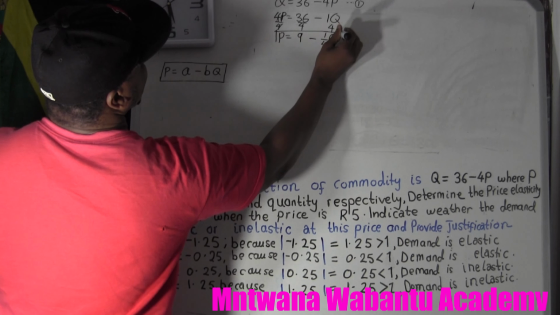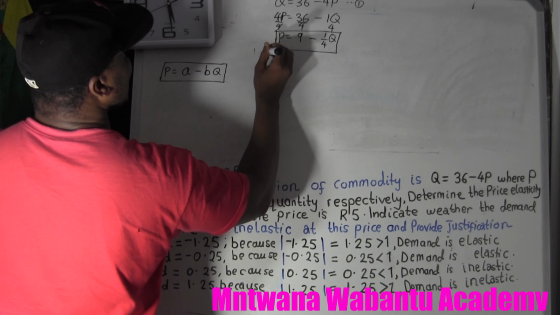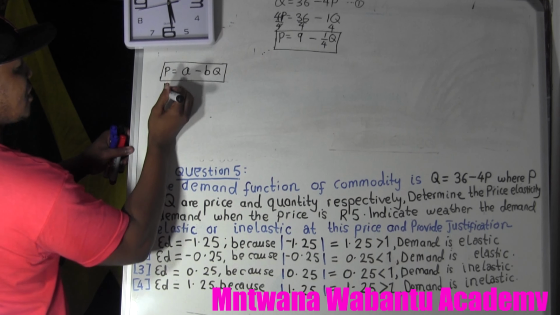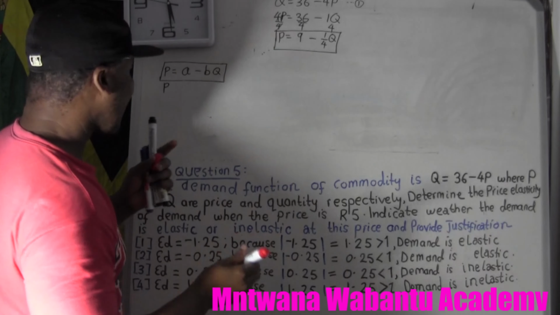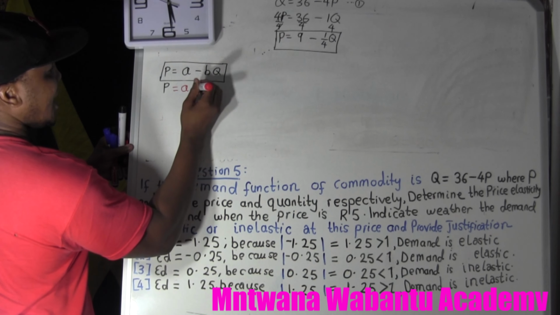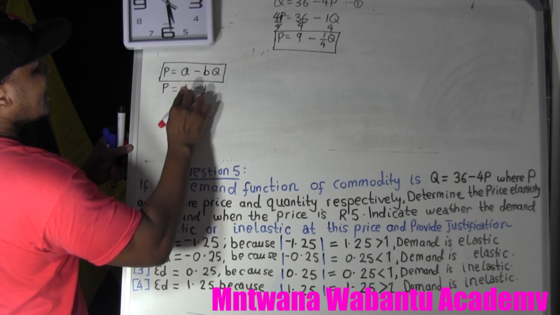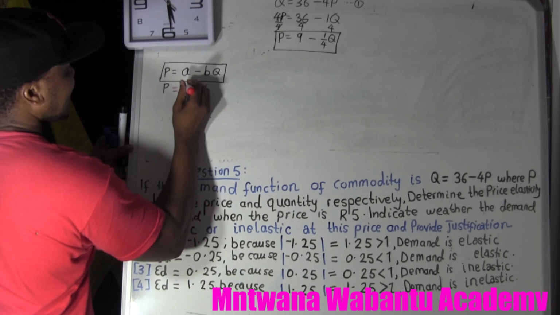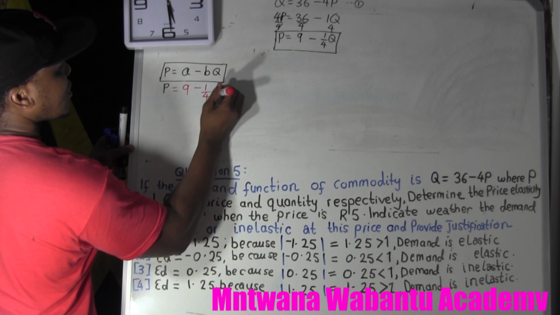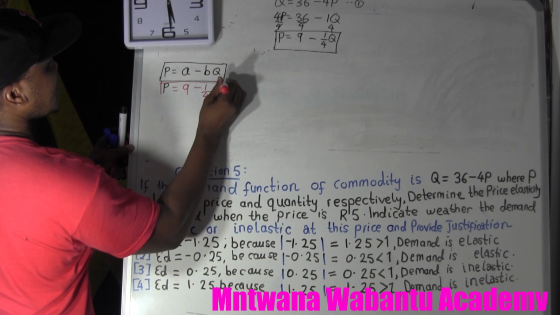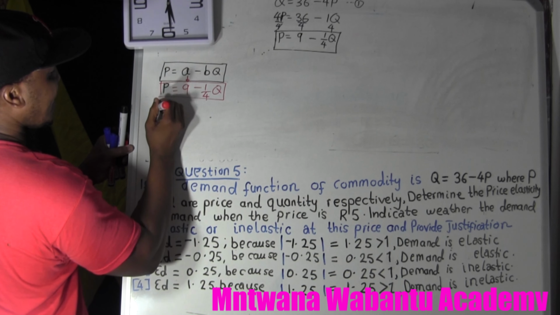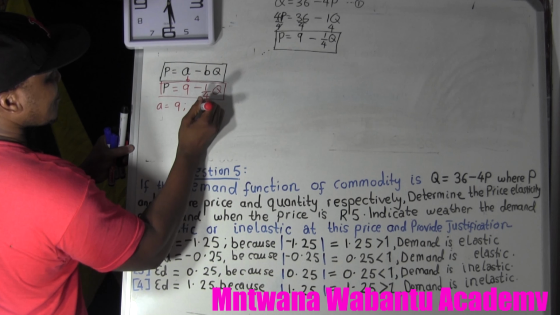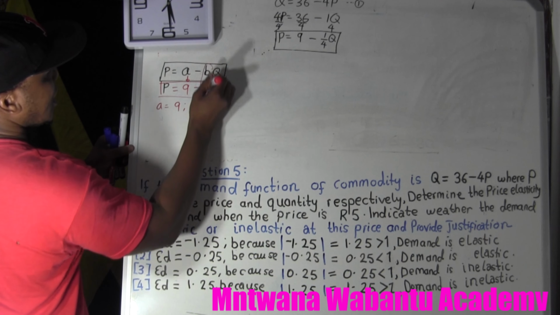So you see, this is the standard equation. They look alike. Like I can write here, P, and then I can simply say A minus BQ, P equal to 9 minus 1 over 4 Q. With this, I can compare: A equal to 9 and B equal to 1 over 4.